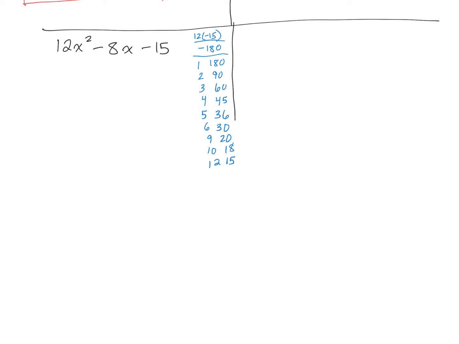And then the next one is 15 and 12. And by the way, making this list is the hardest part, but in your calculator, you can do y equals negative 180 divided by x, so like you're going to graph it, and then hit the table.